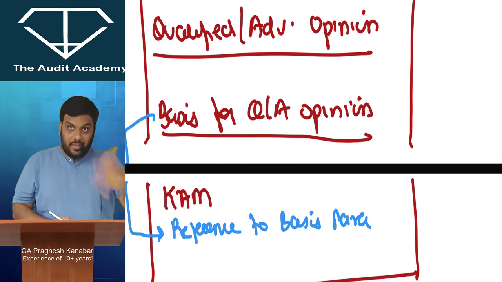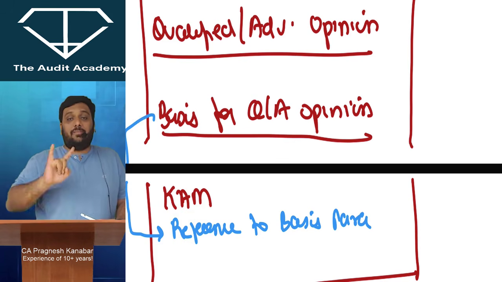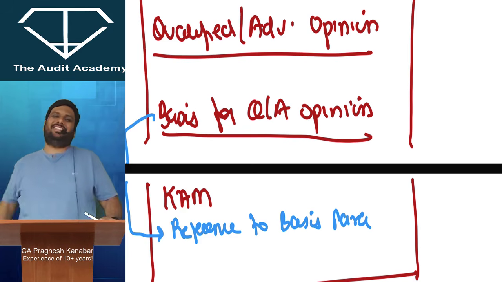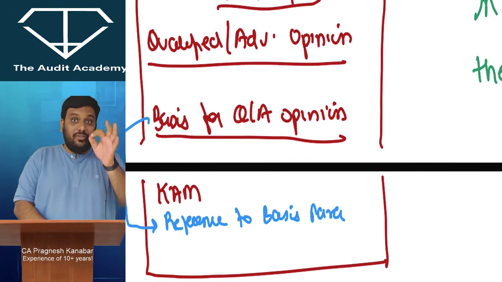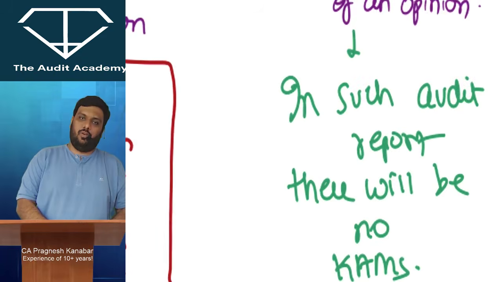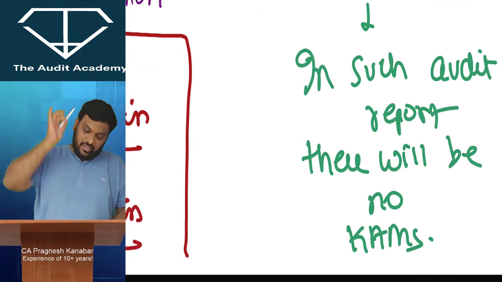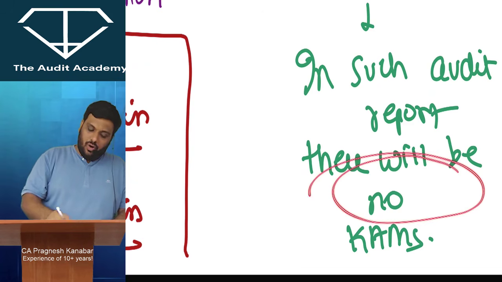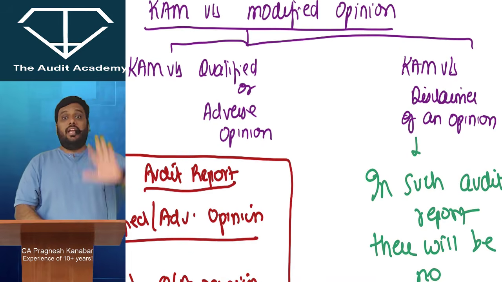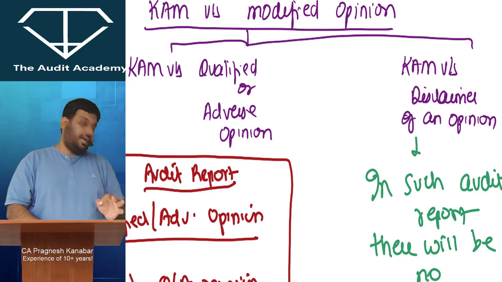How is it written? Listen to my English. In addition to the matters explained in the basis for qualified or adverse opinion paragraph, following are other key audit matters. Alright, but listen to me very carefully. If you have given a disclaimer of opinion, then in that case, the Institute says that in such an audit report, there will be no key audit matters. You have to learn this by heart. If you have given a disclaimer of opinion, even if you are conducting the audit of a listed entity, still there will be no key audit matters.